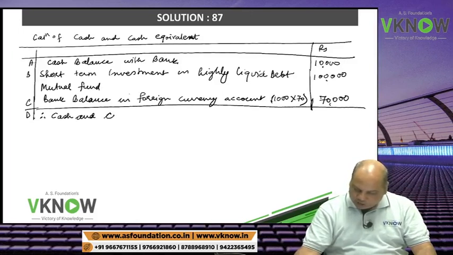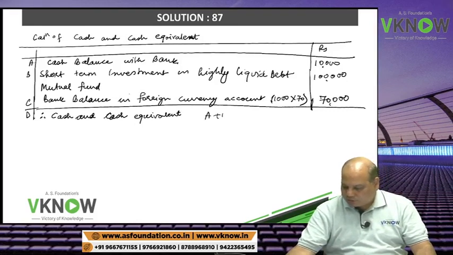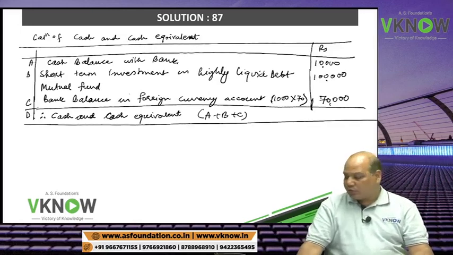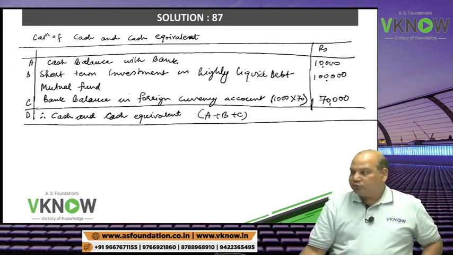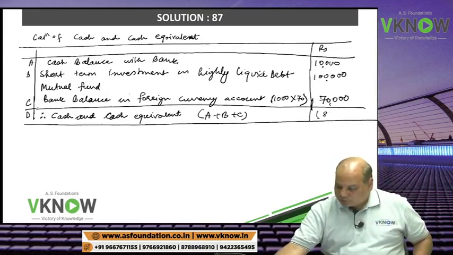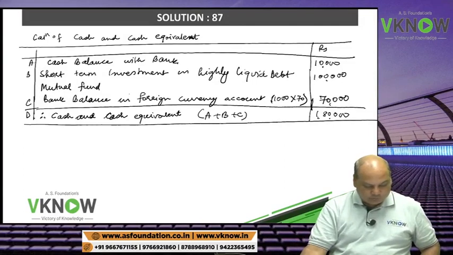So you will write point number D. Therefore, cash and cash equivalent, A plus B plus C. What is the answer? Anyone? What is the total of cash and cash equivalent? Please reply. Total of cash and cash equivalent is 1,80,000.